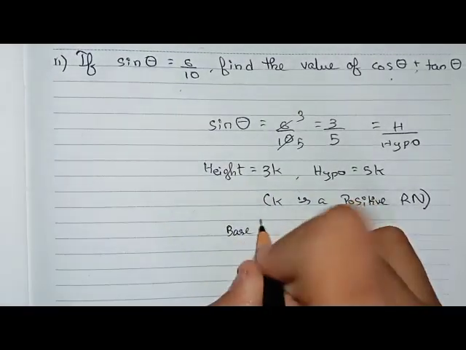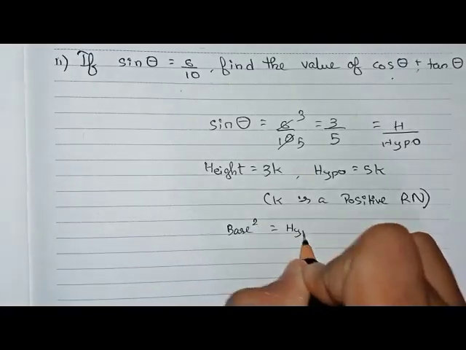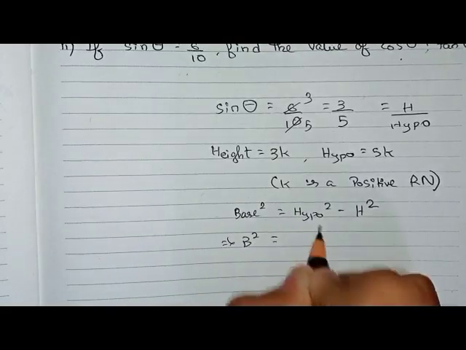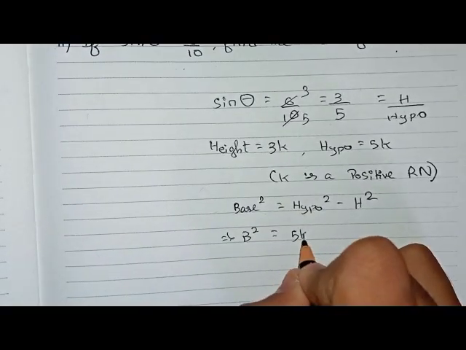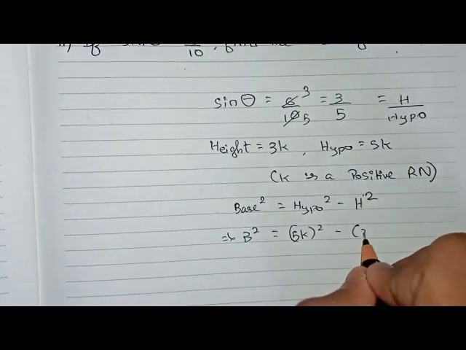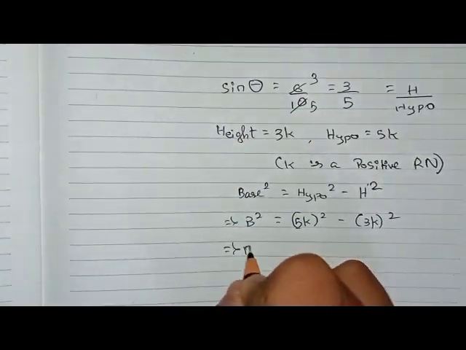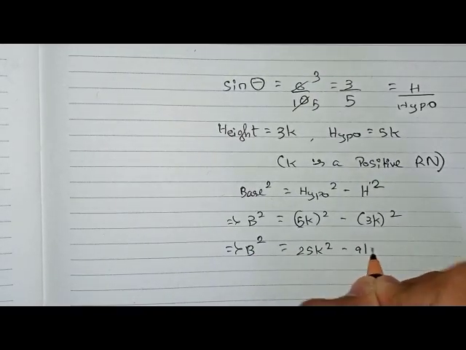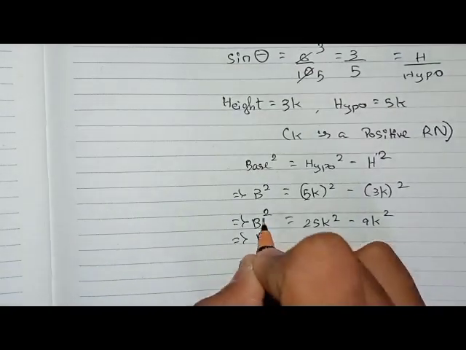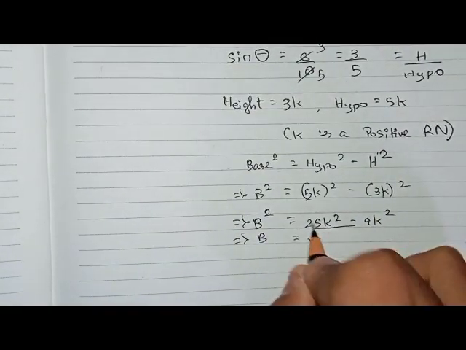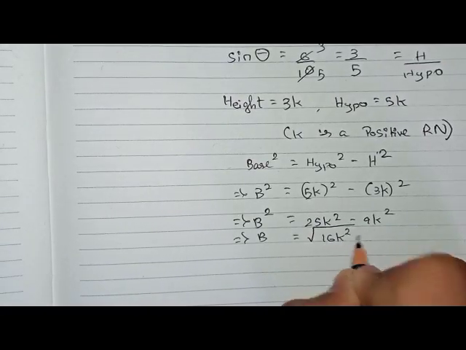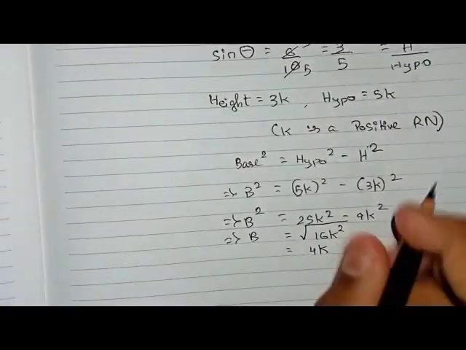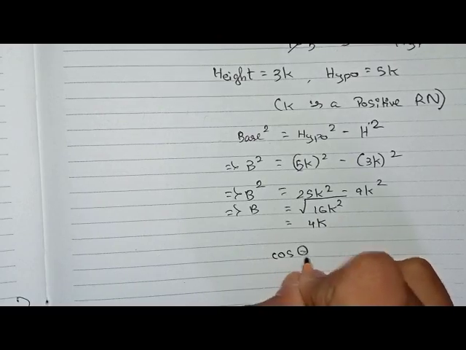Now we can easily find out a base from this information. So write in a direct formula, base square is equal to hypo square minus height square. So base square is equal to hypo square, 5k square, minus height square, that is 3k square. So base square is equal to 25k square minus 9k square. So we remove the square here. So root over 25k square minus 9k square, 16k square. So it will become 4k. Now you can easily find out the value of cos theta plus tan theta. So cos theta plus tan theta.